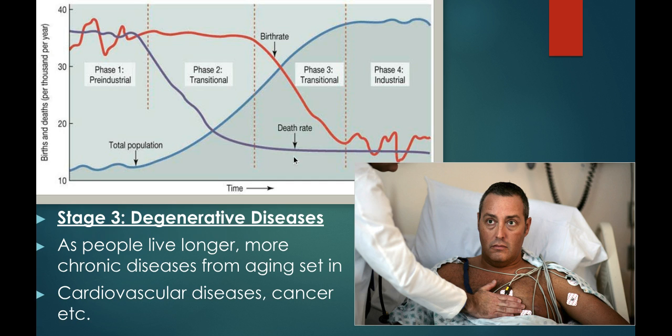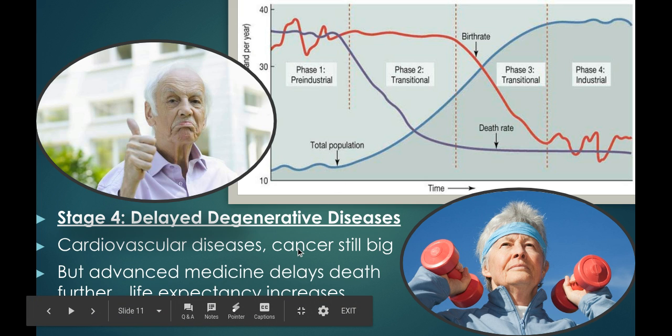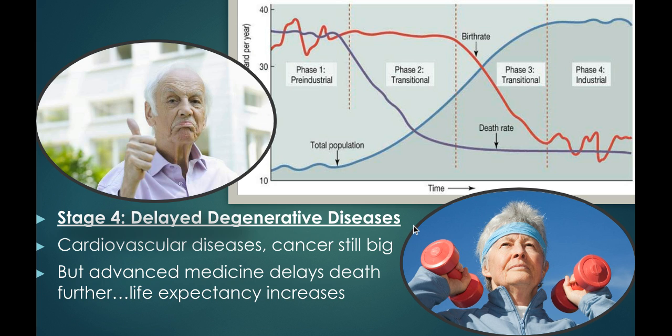Not that it's not avoidable in the future, or that we might not ever find a cure for cancer, just that there's nothing to really do about it, and the older you get, the more likely that it will get you. Stage 4 is degenerative diseases. It gets you, but we're getting better at figuring out why. So, same cardiovascular diseases, cancer is still a big one, but medicine delayed death further.